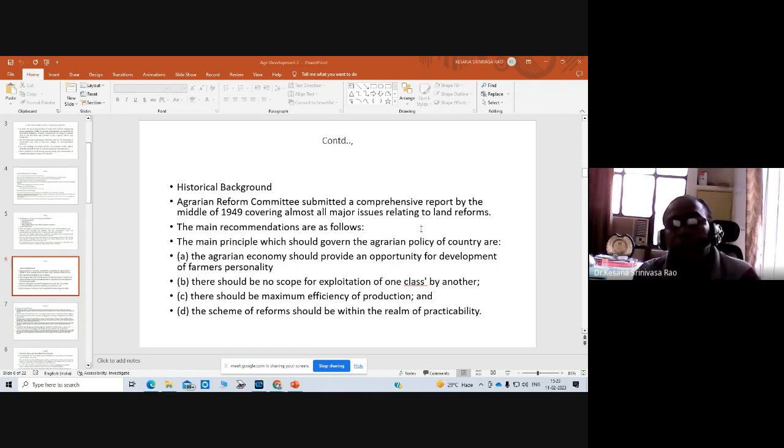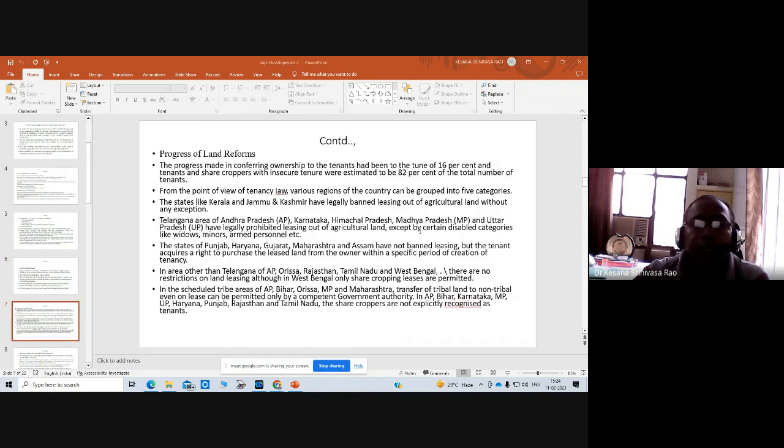Development of farmers, exploitation of one class by another being ruled out, and maximum efficiency of production being established, and the reform should be within the realm of practicability. So how practically the reforms can be implemented, those things are very, very important.